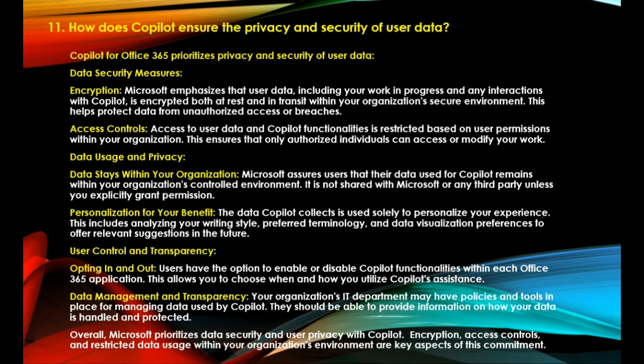How does Copilot ensure the privacy and security of user data? Copilot for Office 365 prioritizes privacy and security of user data. Data security measures: encryption. Microsoft emphasizes that user data, including your work in progress and any interactions with Copilot, is encrypted both at rest and in transit within your organization's secure environment. This helps protect data from unauthorized access or breaches.